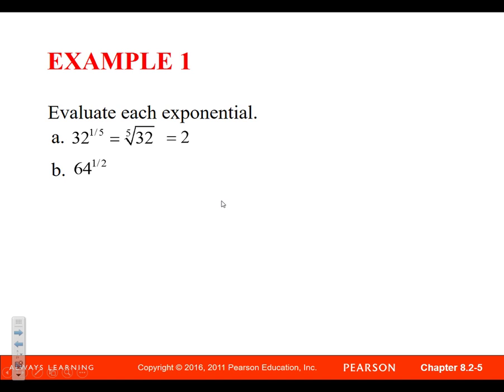So in this case, we have 64 to the 1/2. That's simply saying the square root of 64. And so some number squared is 64. That number is 8. So there's 8. How about this? The negative 81 to the 1/4.